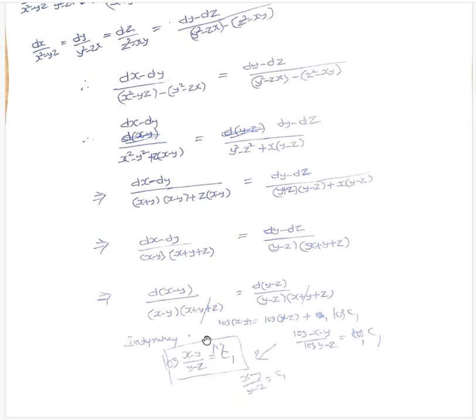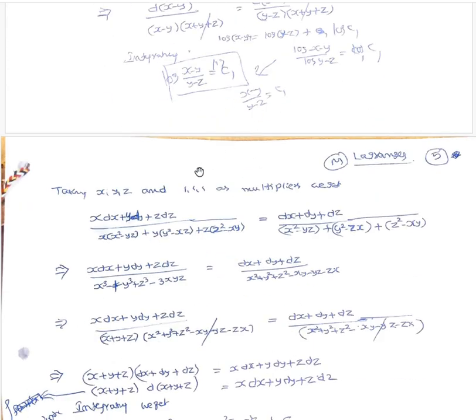What happens? So f dash x by f of x, mod. Therefore log x minus y, here log y minus z plus log c1. That means log a minus log b, log of x minus y by y minus z is equal to log c1. Therefore x minus y by y minus z is equal to c1. Okay.